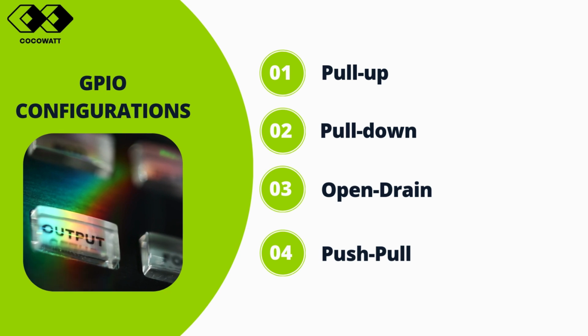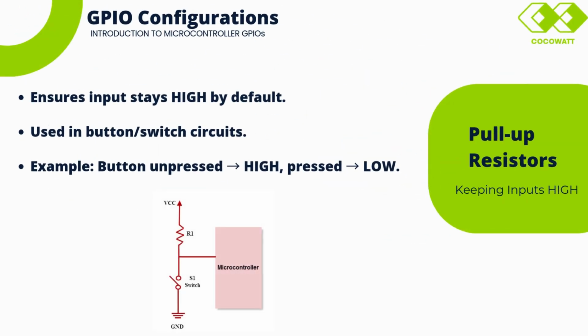Pull-up resistor. A pull-up resistor ensures that an input pin stays high, that is logic 1, when it is not actively pulled low. This is especially useful in circuits where a button or switch is used. Let's take a button circuit as an example. When the button is unpressed, the pull-up resistor keeps the input high. When the button is pressed, the input is pulled low, creating a clear high to low transition.